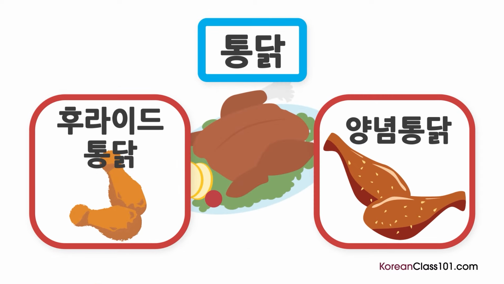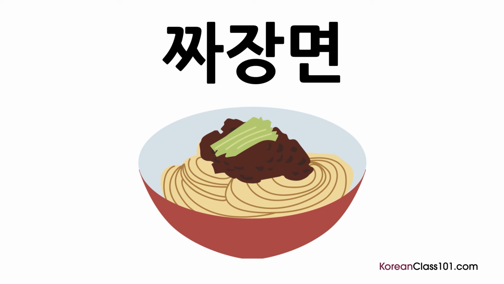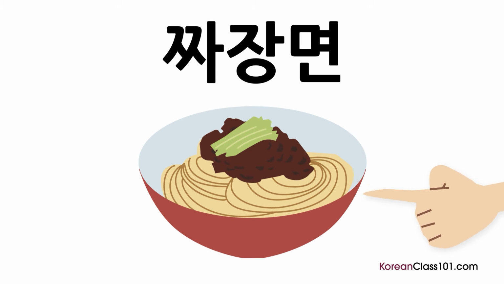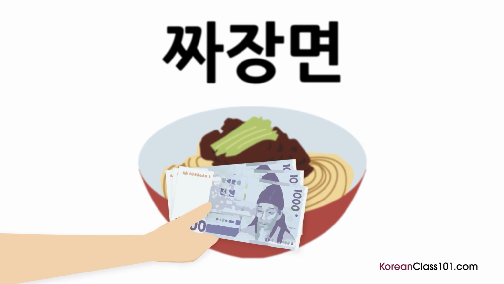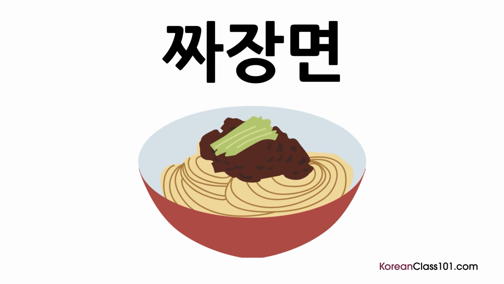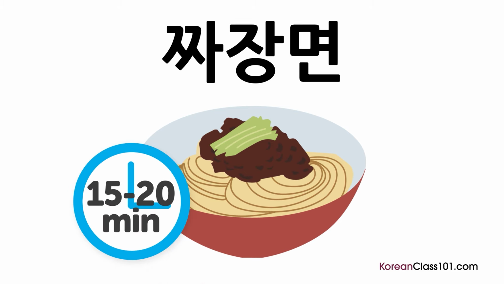If you're pressed for time or really hungry, then ordering 짜장면 is your best option. 짜장면 is a Chinese-Korean dish made of black soybean paste and noodles, and is very cheap. It costs only 3,000 Korean won, or around 3 US dollars per dish. Compared to other foods, 짜장면 is prepared quickly. And the delivery time is much shorter than chicken restaurants, with an average of 15 to 20 minutes.